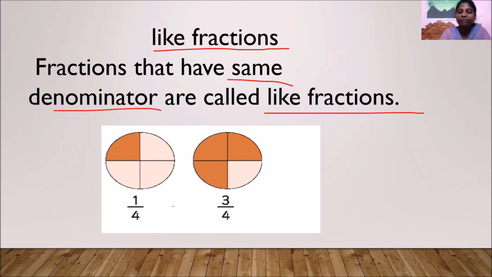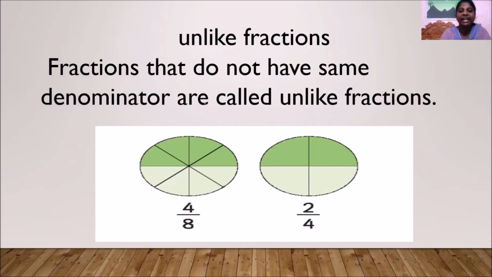Look at both fractions' denominators. The denominators here are the same. So both fractions are called like fractions. When the denominators are the same, the fractions are called like fractions. Next, let us discuss unlike fractions.